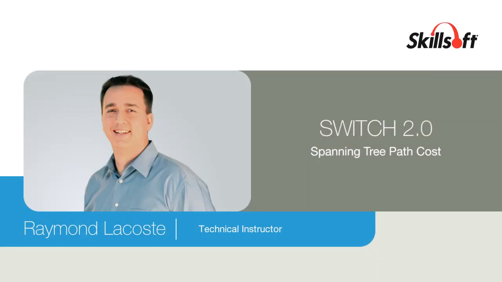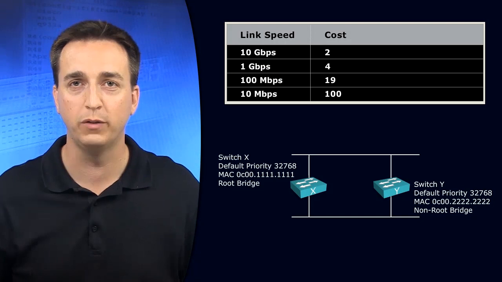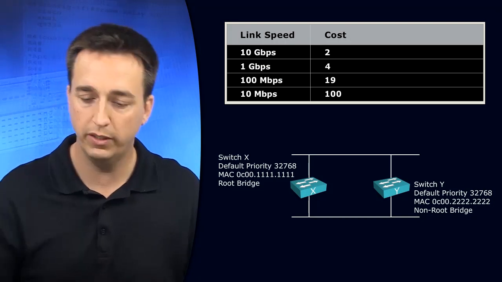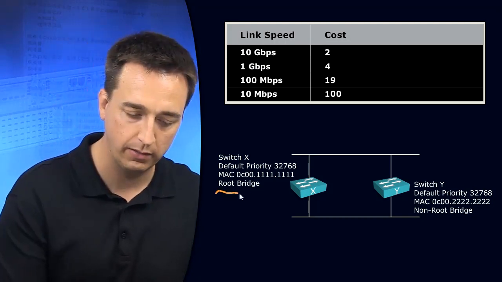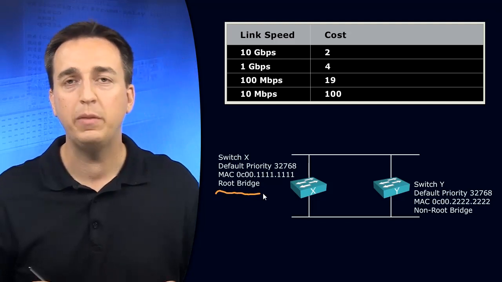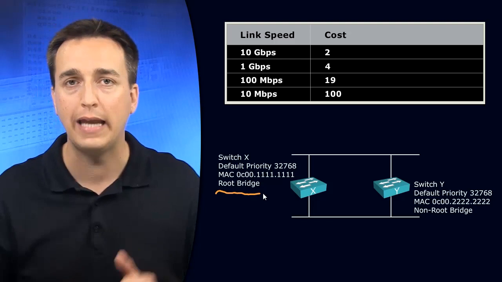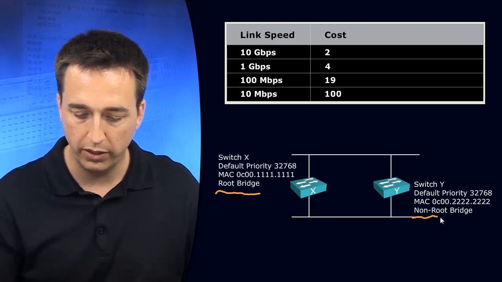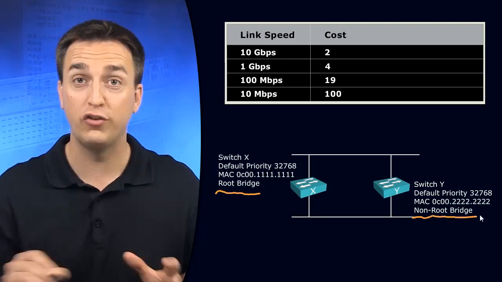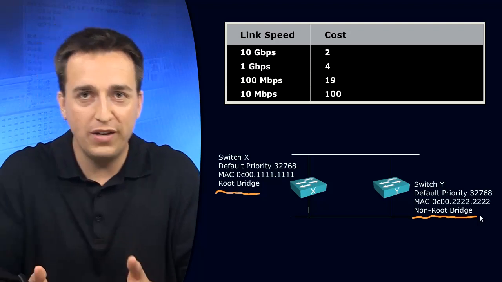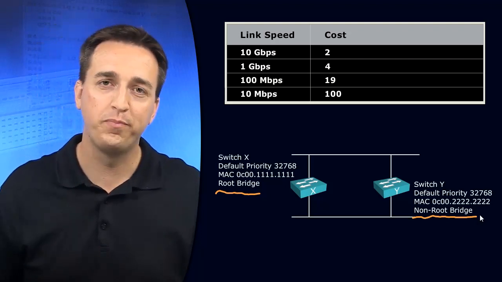Examine this topology. Who is the root bridge? It's switch X. We can see that right there. It's listed. That means every other switch in that VLAN, in the broadcast domain, is going to be a non-root bridge. It's not the root bridge. So the name fits here.